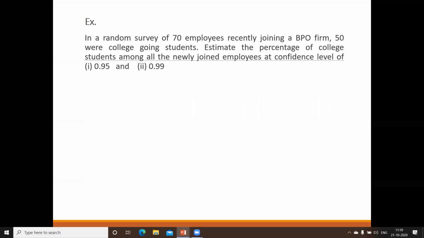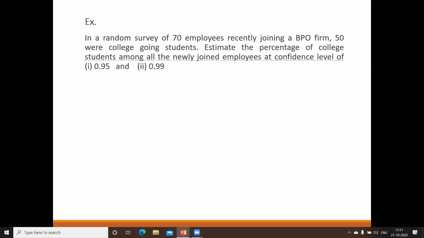Note down this problem. In a random survey of 70 employees recently joining a BPO firm, 50 were college-going students. Estimate the percentage of college students among all the newly joined employees. And there are two confidence levels given, 0.95 and 0.99. That means a 95% confidence level and 99%. So please give a try here.